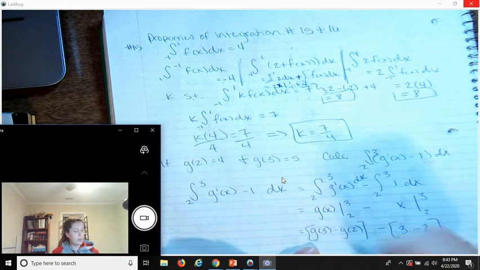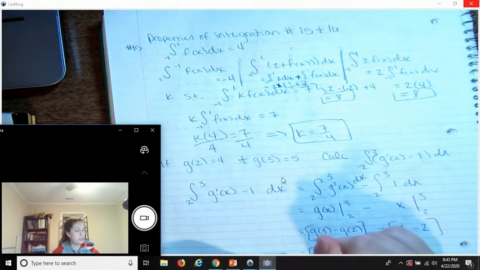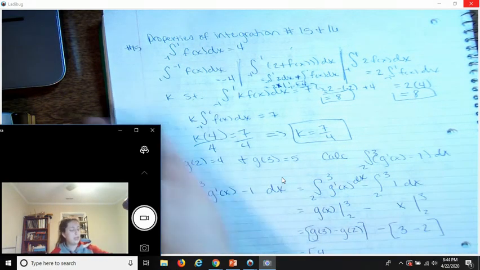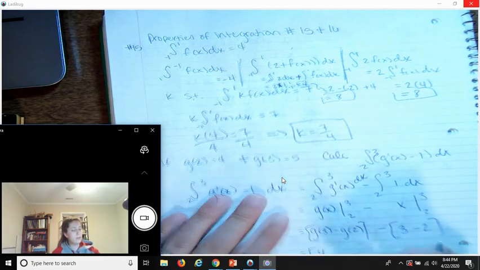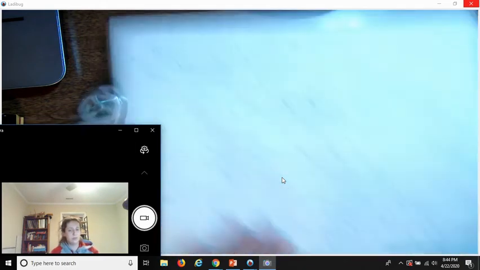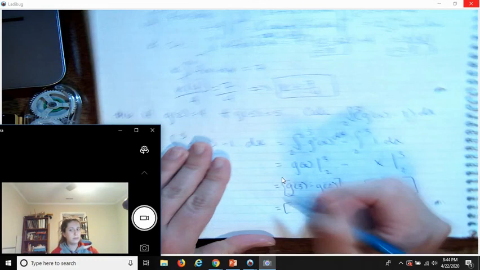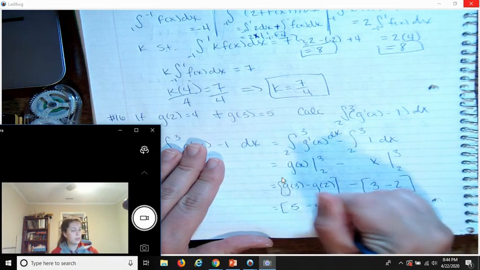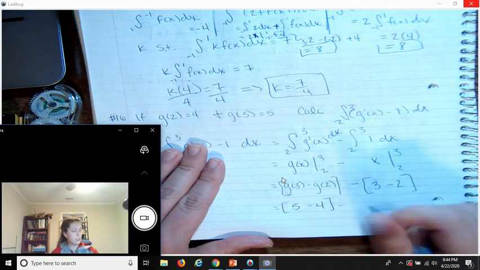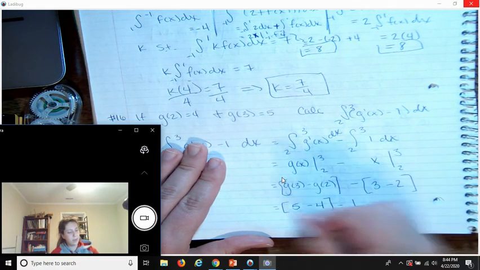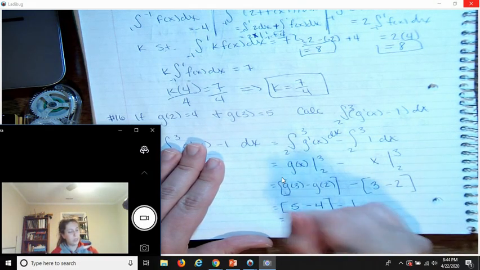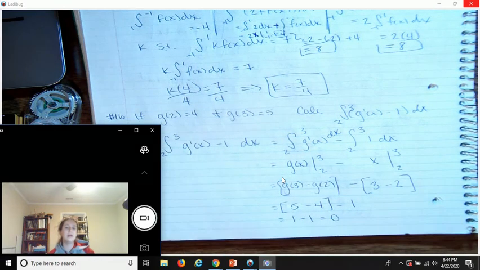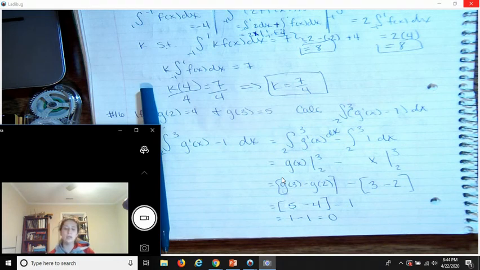G of 3 we are given is 4. No, incorrect. G of 3 is 5. G of 2 is 4. And then 3 minus 2 is 1. 5 minus 4 is 1. 1 minus 1 is 0. The end.